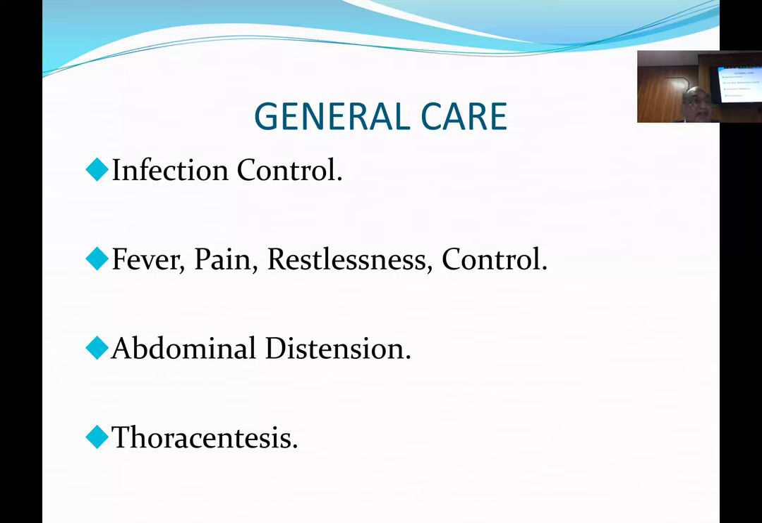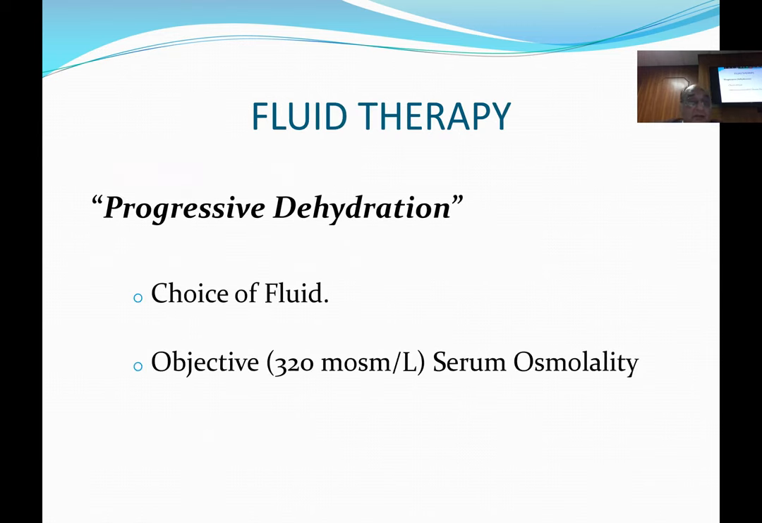Then thoracentesis: if there is fluid early, why not tap it and drain it out? Now, fluid therapy. I said we do progressive dehydration. Progressive dehydration means while keeping the hemodynamics normal, you take the person into negative. It means you remove the fluid which has collected outside the vessel, bring it into the vessel, and take it out through the kidney. Because keeping hemodynamics normal is very important.